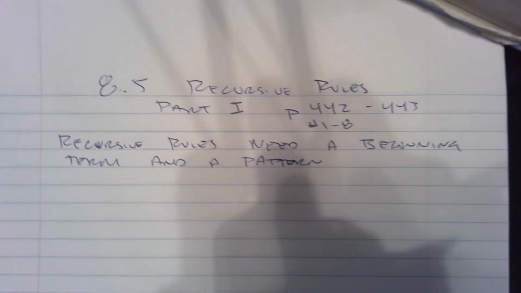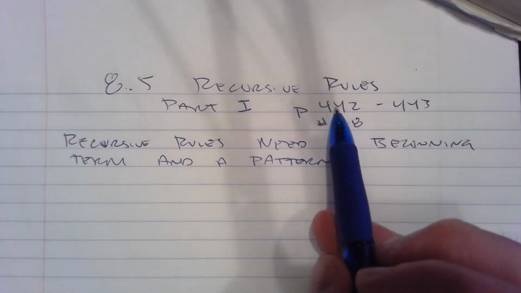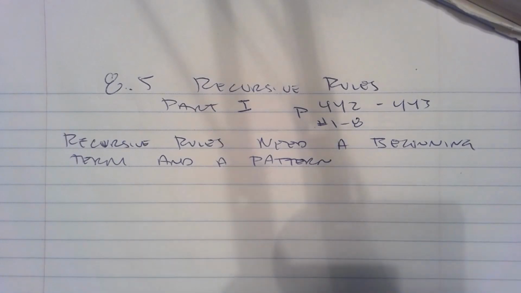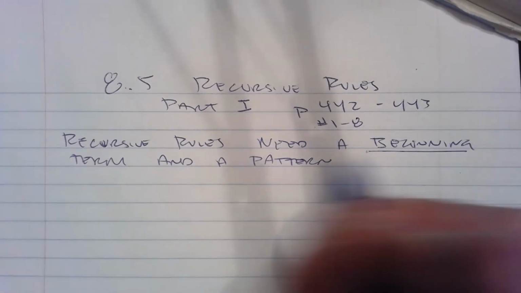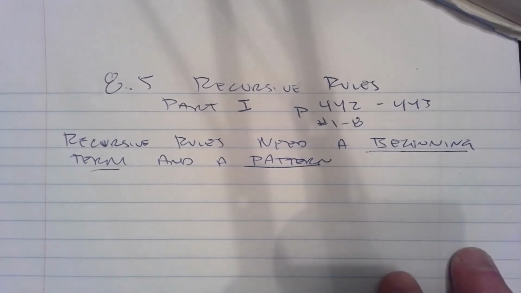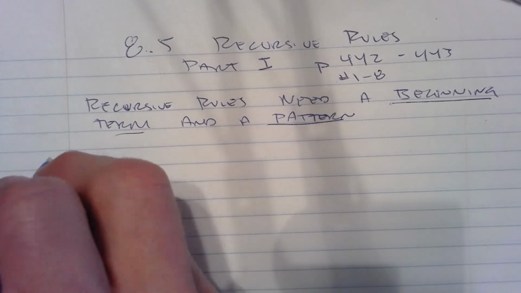Okay, this is part 1 of 8-5 Recursive Rules. We're just going to focus on pages 442 to 443, numbers 1 through 8. First off, and this is very important to remember, there are two parts of a recursive rule. They need a beginning term, and you need to identify a pattern.